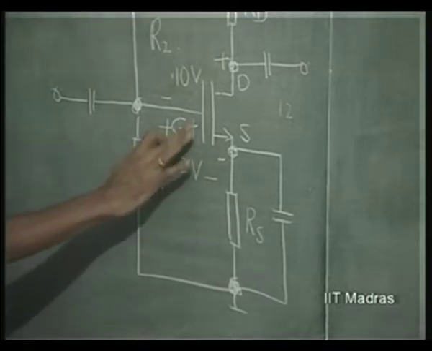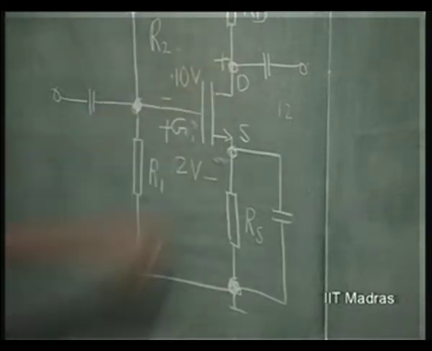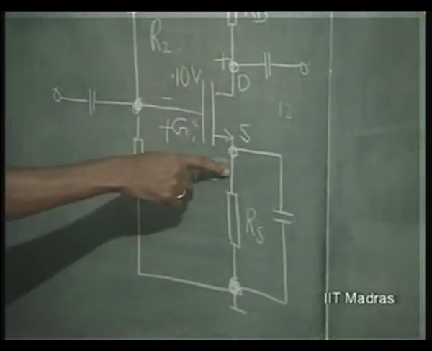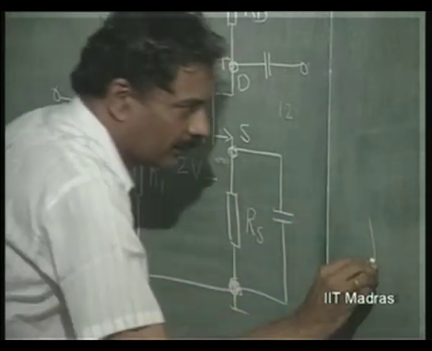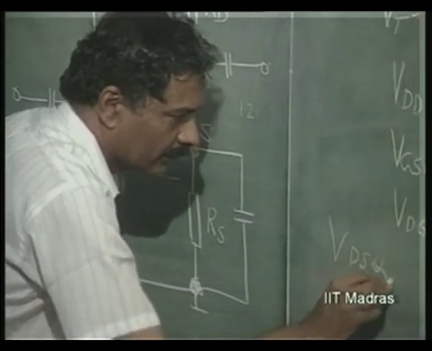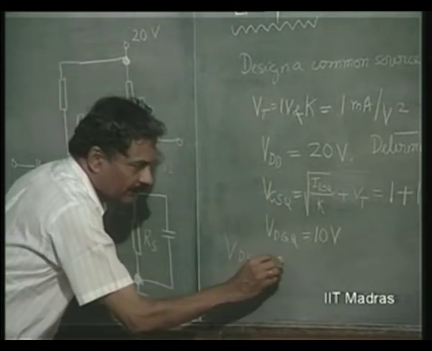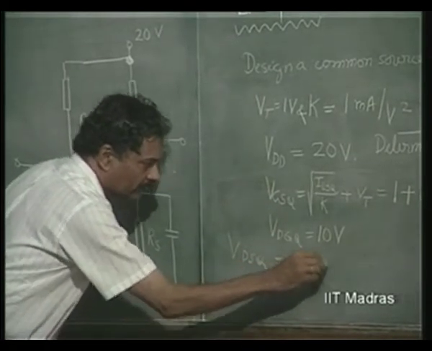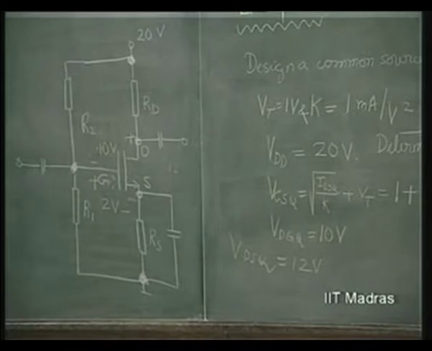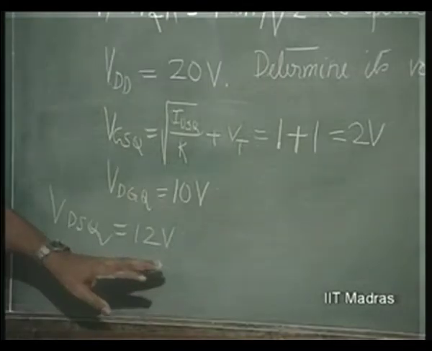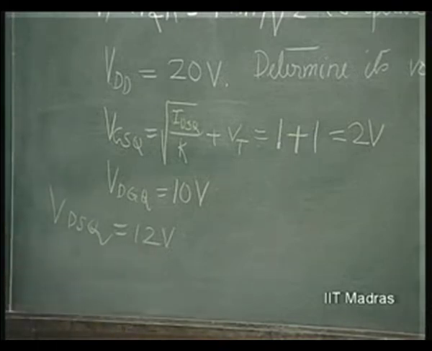So essentially VDSQ is VDGQ plus VGSQ, which is 12 volts. So actually we have exhausted 12 volts already in this, from here to here.